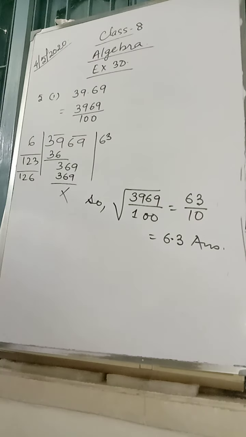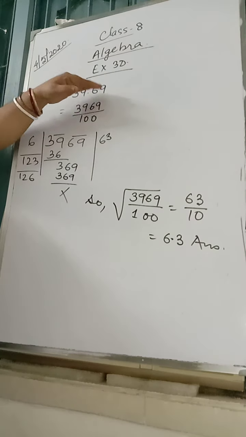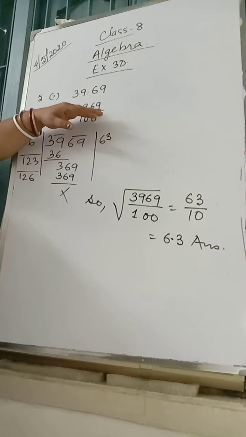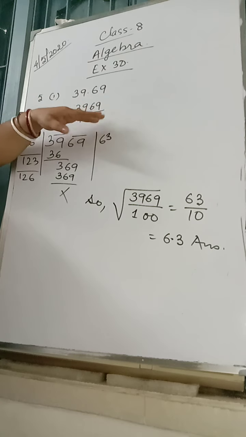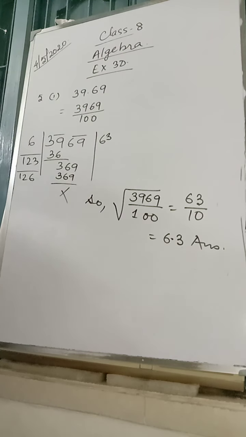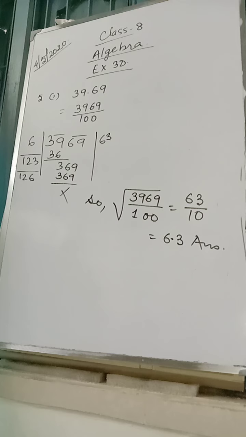Understood? First of all, we have to convert it into a fraction. Then we have to get the square root of the numerator as well as the denominator. The denominator, all of us know 10 tens are 100, so the square root of 100 is 10. And the square root of 3969 we got 63. So this gives you 63 by 10, which is equal to 6.3.